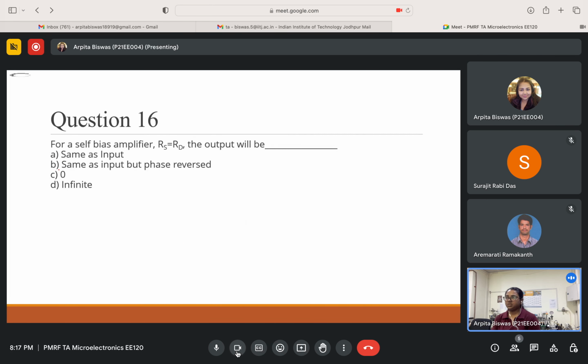This is the question number 16. For a self bias amplifier, RS is equal to RD, the output will be same as input. Second option is the same as input but phase reversed, or option C is 0, or option D infinite. So what is the right answer? Option B. Okay. Ramakant, what is the right answer? Madam, I don't know, madam.